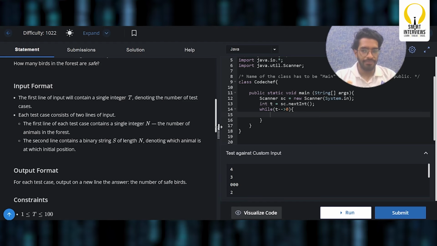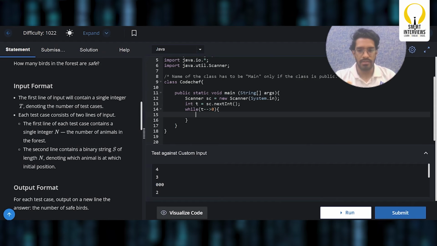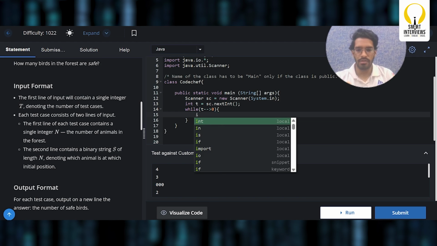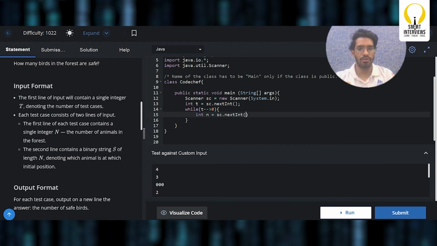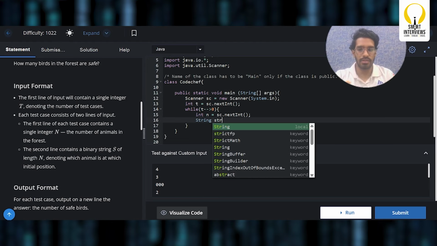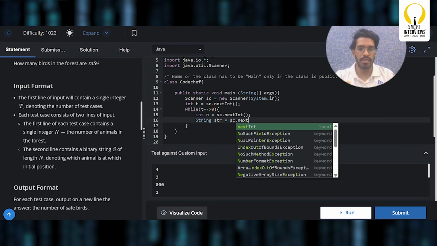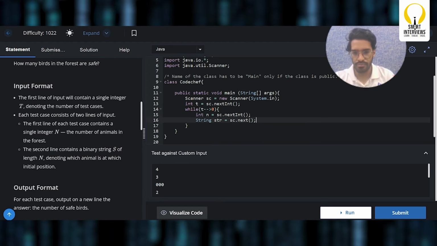Now I already have the test cases loop written for me. So you have to write a scanner statement, read the number of test cases that we have to run the solution for, write a while loop for test cases. After this, the first line would be n, which is the size of the forest, or the number of animals present in the forest. And then the next input would be the string that we'll be getting. So we will be taking it as sc.next.